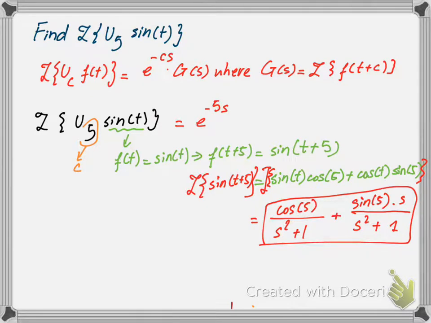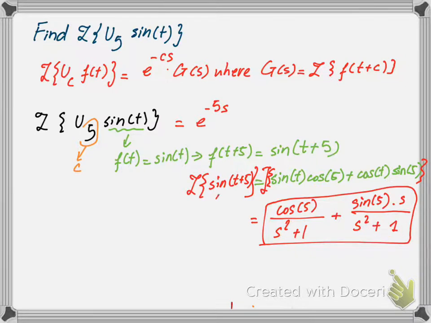And then we know that the Laplace transform of cosine of t is s over s squared plus 1, and that means you just need to take s over s squared plus 1 multiplied by this constant sine of 5. So again, the Laplace transform of sine of t plus 5 equals this expression here. You have cosine of 5 divided by s squared plus 1 plus sine of 5 multiplied by s divided by s squared plus 1.